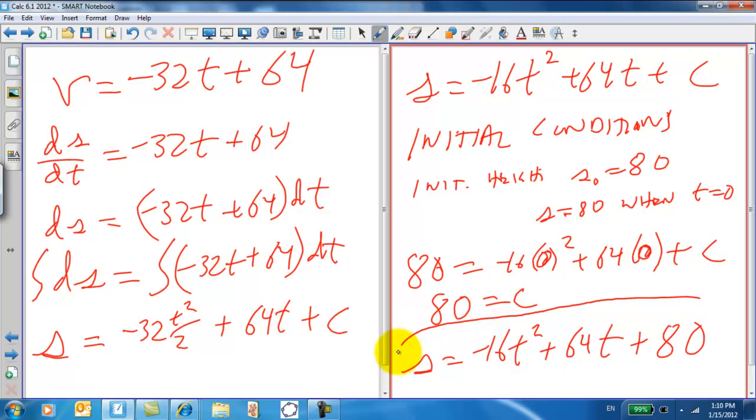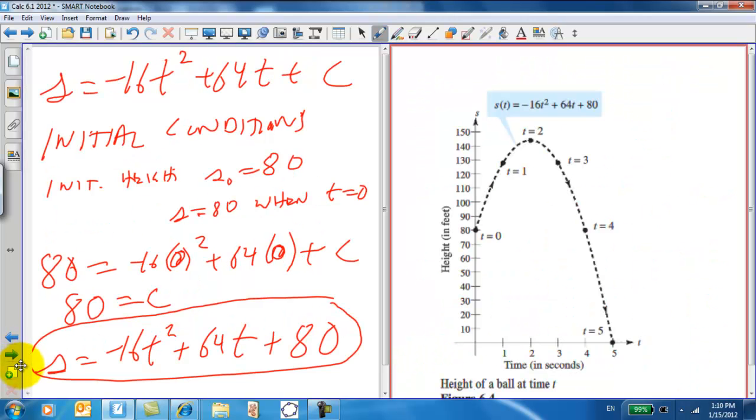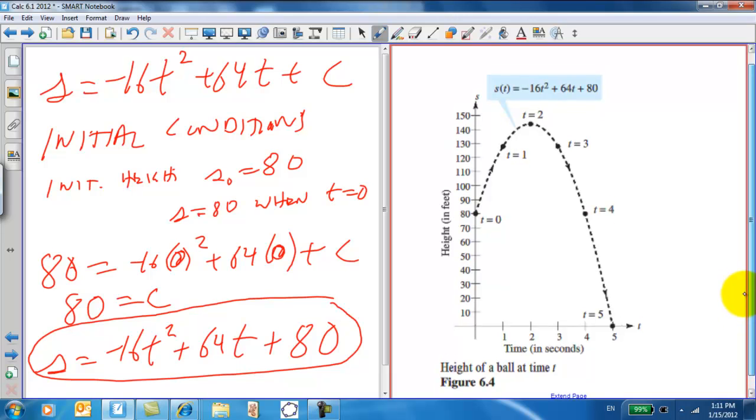If this seems familiar, this whole idea of plugging stuff in, remember that's what you're doing with the old y equals mx plus b form. Someone would tell you the slope of the line, m, and then you'd put in one of the points to figure out what that constant b was. And that's kind of like what we're doing here. And so there's the equation, negative 16t squared plus 64t plus 80, the height of the ball at time t.